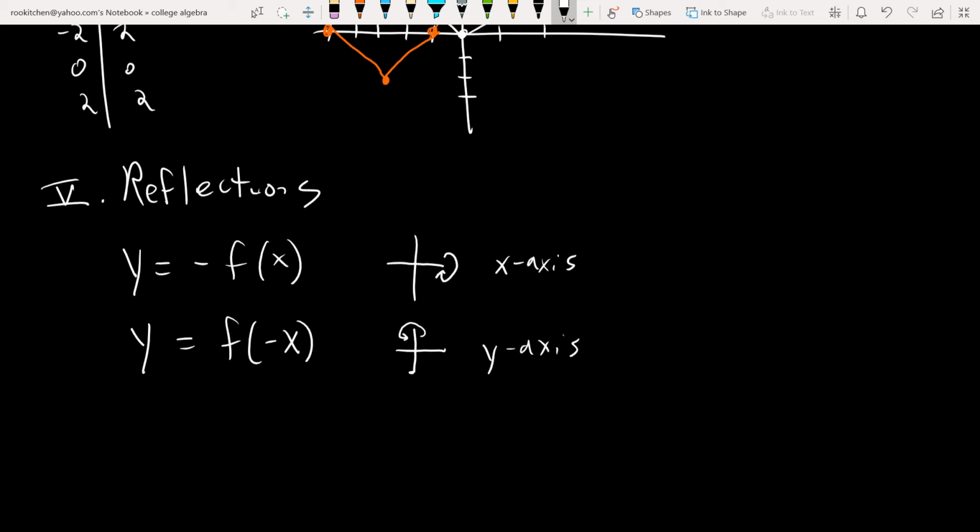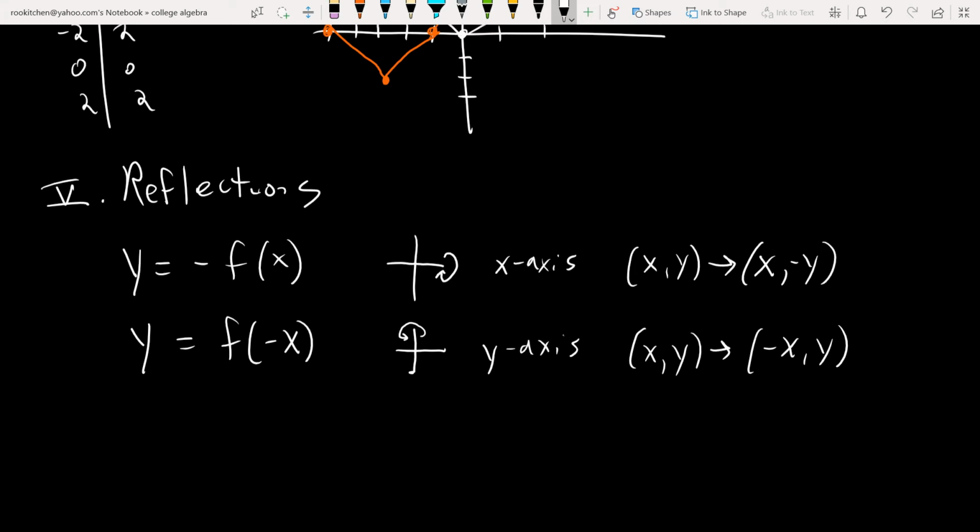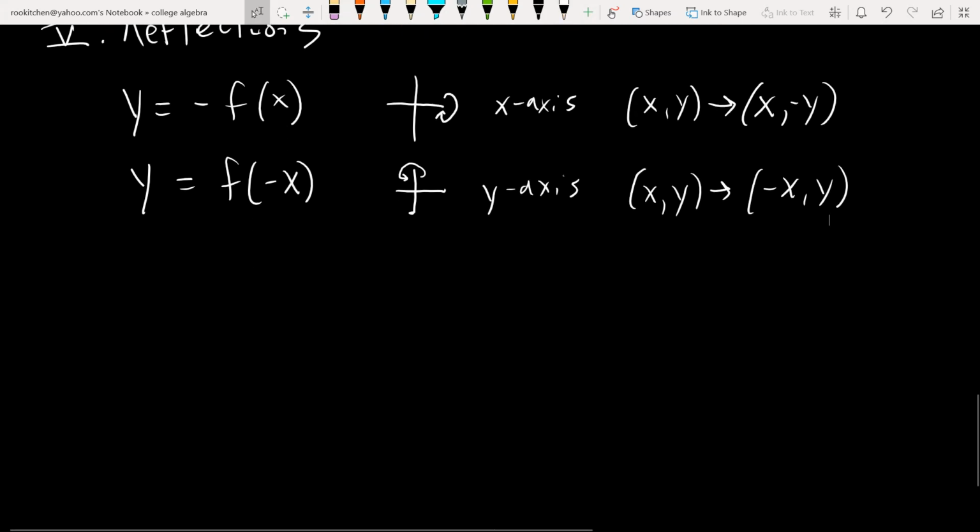Okay. The result of this stuff is if you begin with x, y, it's going to change that into x comma negative y. And then for y-axis rotation, if you begin with x comma y, it'll transform it into negative x comma y. Okay, so let's take a look at an example.